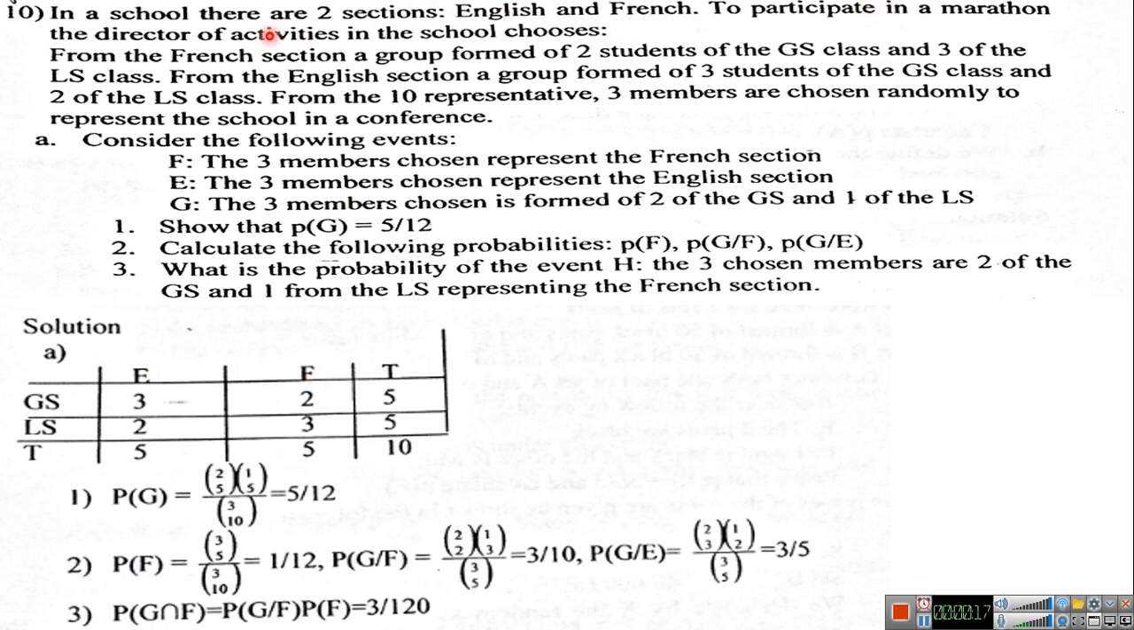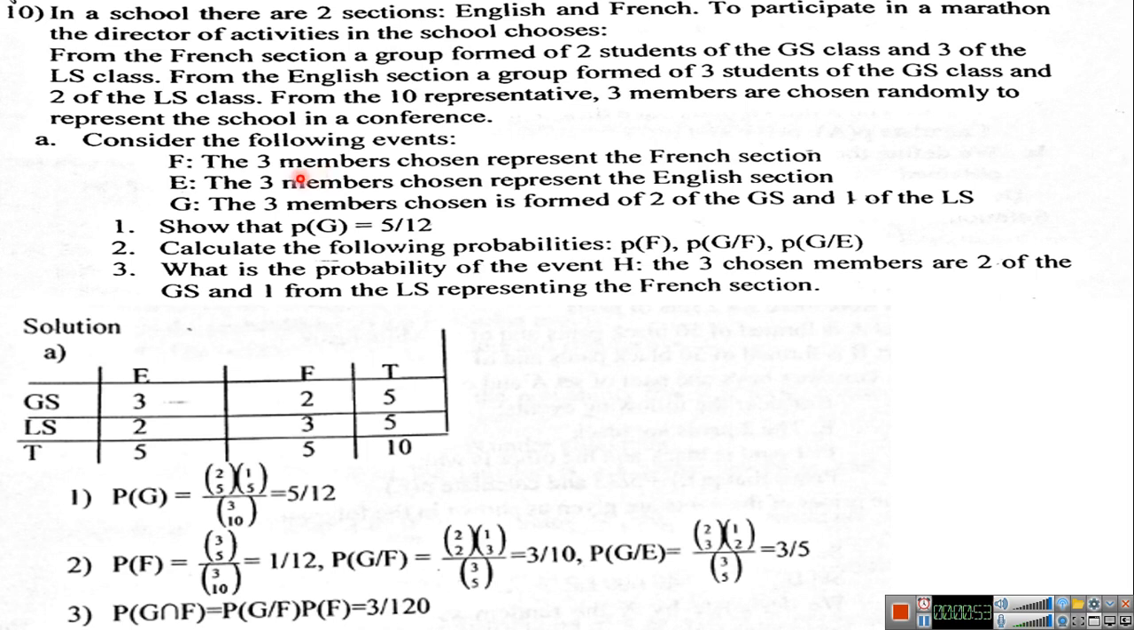To participate in a marathon, the director of activities in the school chooses from the French section a group of two students of the GS. So this is the French: two of the GS, and three of the LS. So the total here of the French is 5. From the English section, a group of three students of the GS and two of the LS, as you can see, 5 also. The total here, you have 5, 5, 10: GS 5 students and LS 5 students. So when you can, do a table, better to do a table, okay?